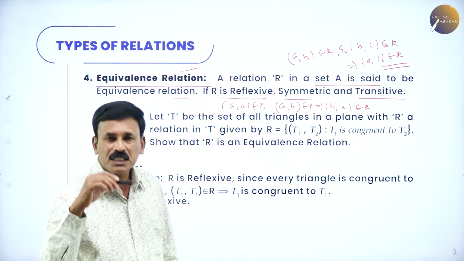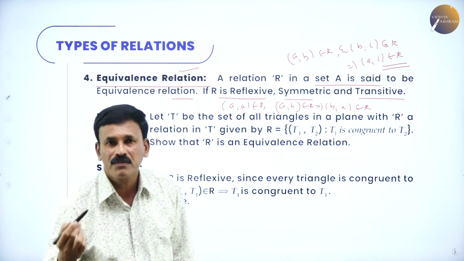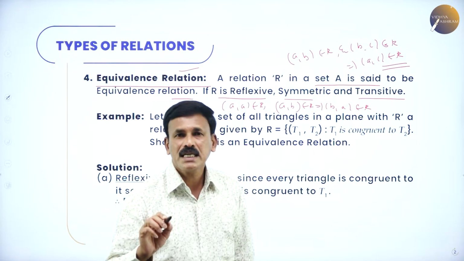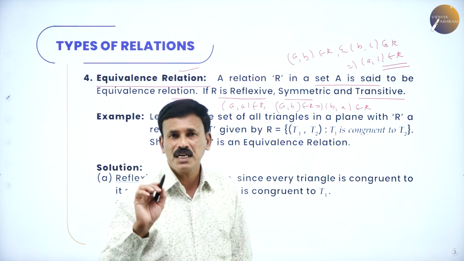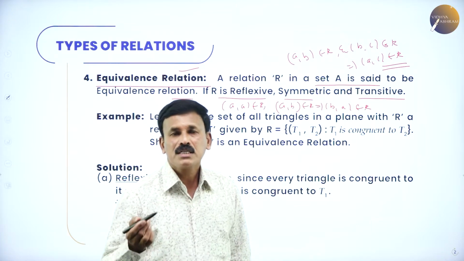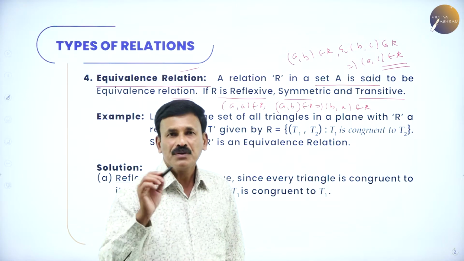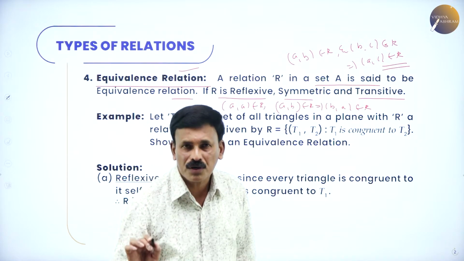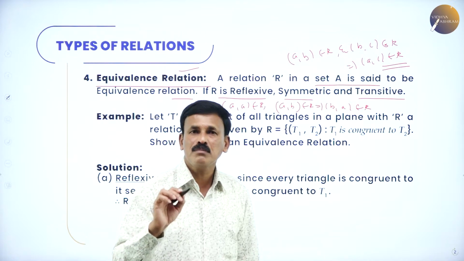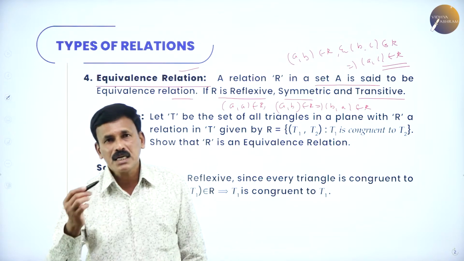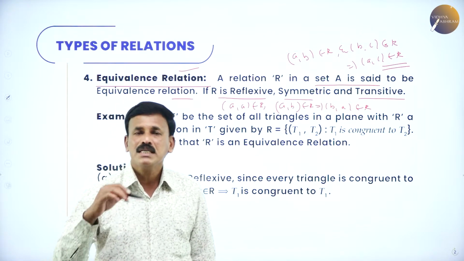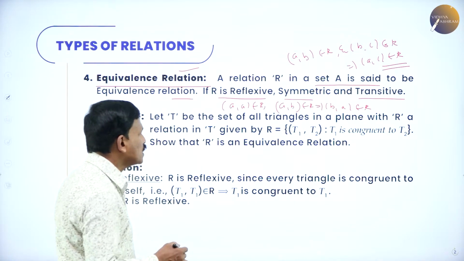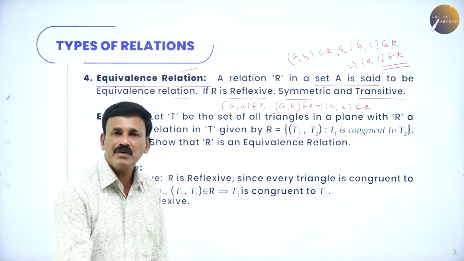Understood? Reflexive: (a, a) belongs to R. Symmetric: if (a, b) belongs to R implies (b, a) also belongs to R. Transitive: if (a, b) belongs to R and (b, c) belongs to R implies (a, c) also belongs to R. So if these three conditions are satisfied, then it is called an equivalence relation.